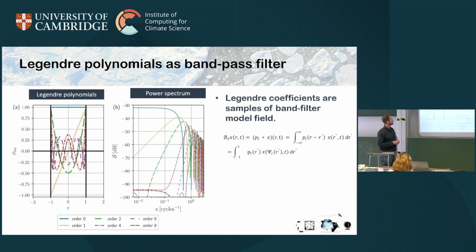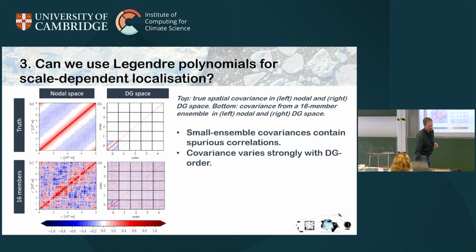And the Legendre polynomials shown here on the left might offer you a way to do it, because as you look at the spectrum, you see that the spectrum of the different polynomials peaks at different wavelengths. So the Legendre polynomials constitute a bandpass filter, which can be used to apply different amounts of localization to different scales given by the different Legendre polynomials. Now, what does it look like?